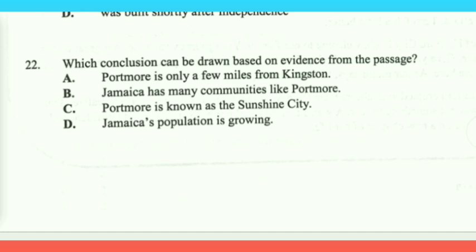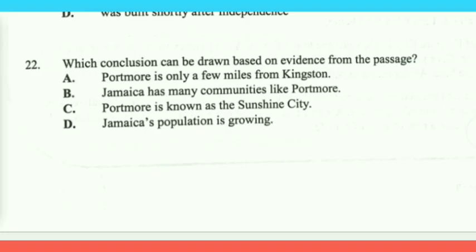A says Portmore is only a few miles from Kingston. B, Jamaica has many communities like Portmore. C, Portmore is known as the Sunshine City. The passage did not say that. For B, it added that Jamaica has many more like that community.